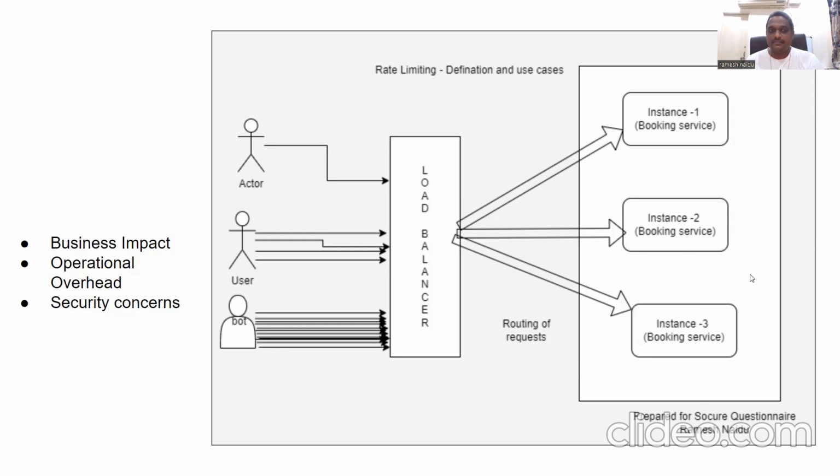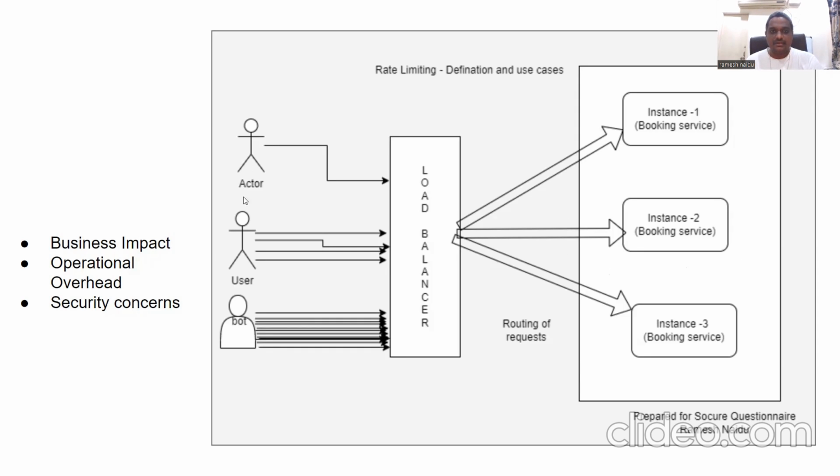Now, the main important part I want to cover is the rate limiting part. What is the importance and usage of rate limiting? Why is it so important for us from the business point of view, from the operational point of view, from the security point of view? I want to cover these three points in this video.